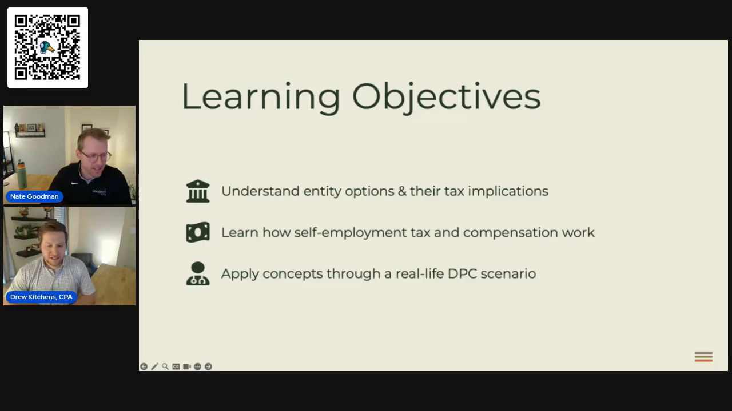Thanks, Nate. Yeah, there's just a couple of things that we're going to be aiming to learn today. Understanding the various entity options that you have, what you'll default to when you first create that PLLC, and then what we tend to see as being most advantageous for most DPC owners or direct care owners. How self-employment tax plays into that. So self-employment tax can be this big scary sounding word, but there are things that we can do to help mitigate that, and the proper structure can help make sure that you're paying the smallest amount possible. And then Nate's going to walk you through some real life examples of how these concepts that we walk through would apply in a real situation.